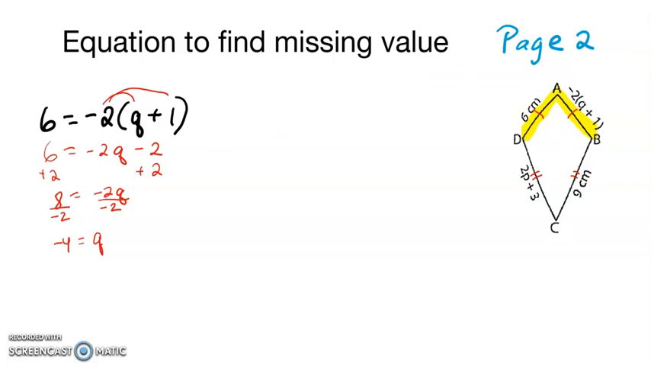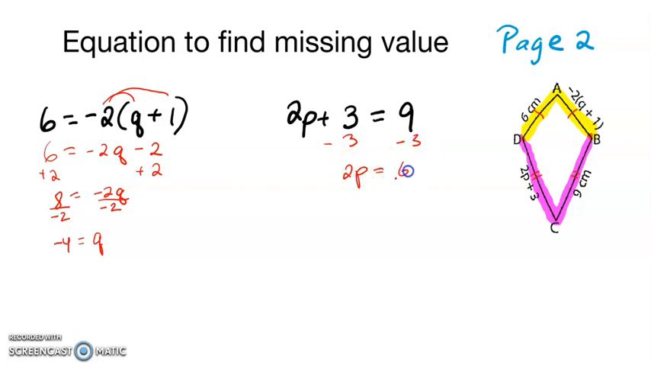Same kind of situation going on with the bottom of this kite. The 2p plus 3 has to equal the 9, so I can set up the equation there. And this is actually a little bit easier to solve because there's no brackets. So I can just subtract 3 from both sides, and that's going to give me 2p is equal to 6, and divide by the coefficient.